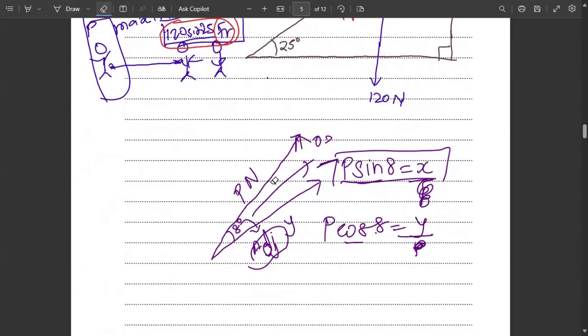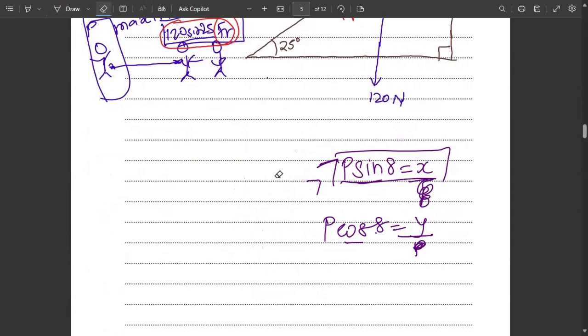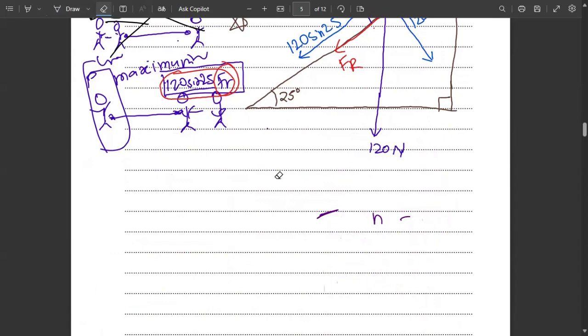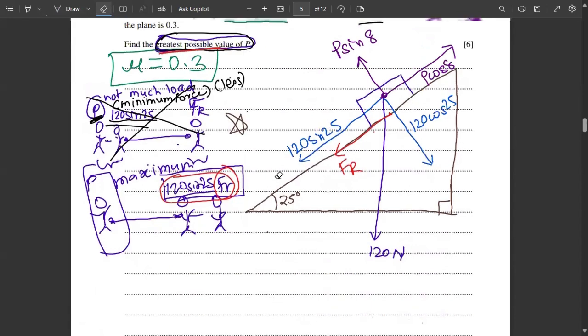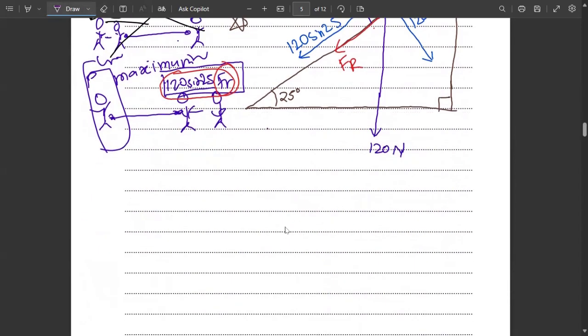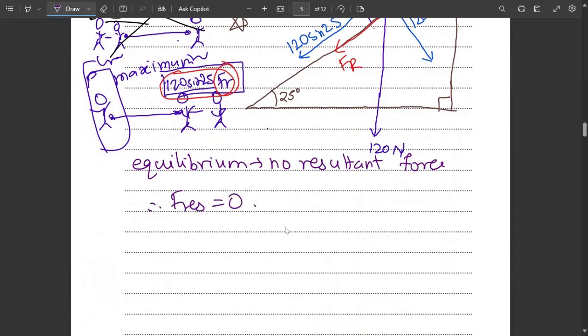And now what we have to do is we just need to solve for forces, because what we need to find out is the greatest possible value for P. Now that we have everything, we can find P. How will we find P? If it may have slipped out of your mind, I'll remind you. They have written here the particle is in equilibrium. That means there will be no resultant force. Hence, resultant force is equal to 0.